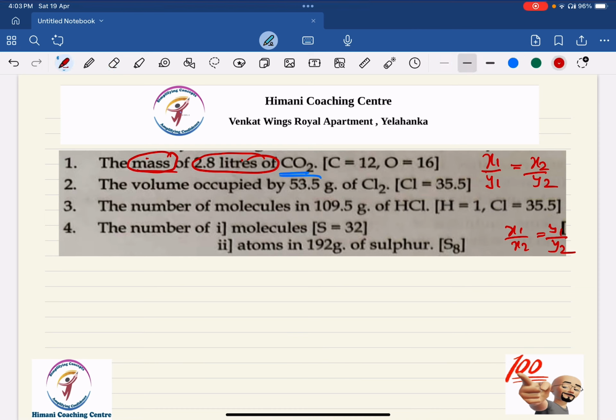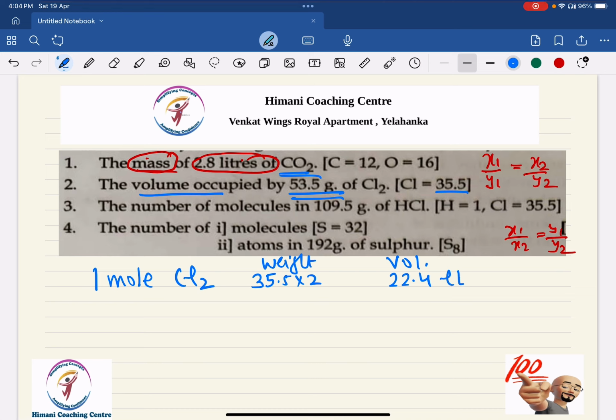It is asking us to find the volume occupied by 53.5 grams of Cl2. Again, our base is 1 mole. So let us find out the weight of 1 mole of Cl2 and the volume it occupies. Cl is 35.5, so Cl2 mass would be 35.5 times 2. And 1 mole of Cl2 will occupy a volume of 22.4 liters.